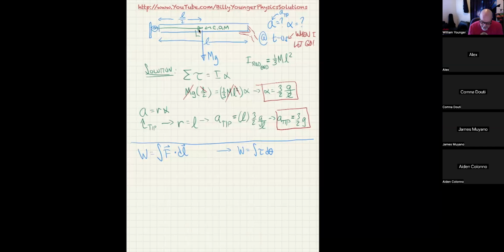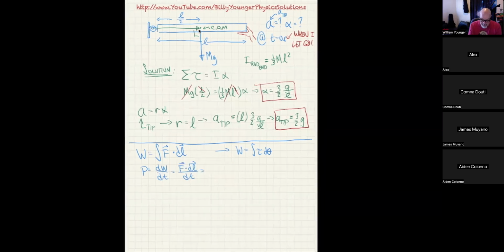You can also realize that power is equal to dW over dt. If you look at the W above, you might interpret that as F dotted with dl over dt. But can anybody tell me what you think dl over dt might be? Just in case you don't remember from when we covered this material.